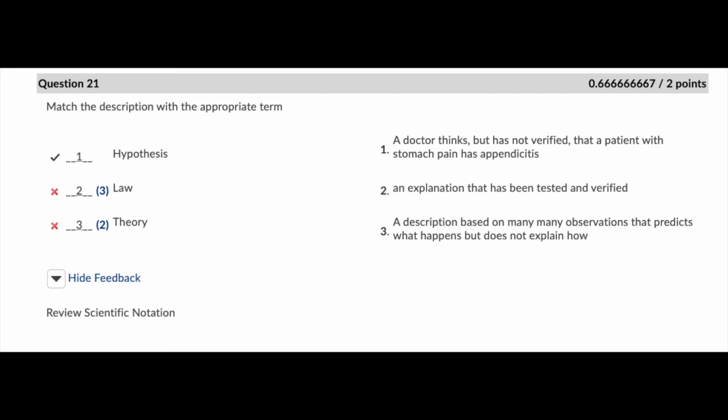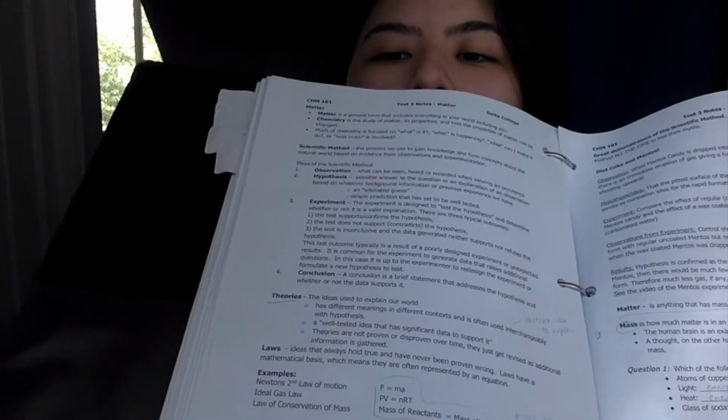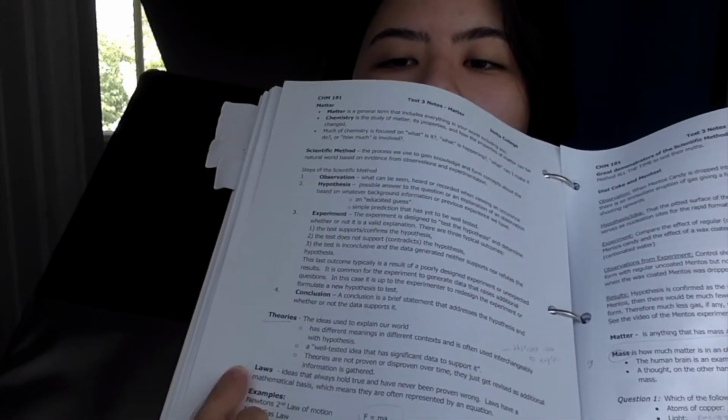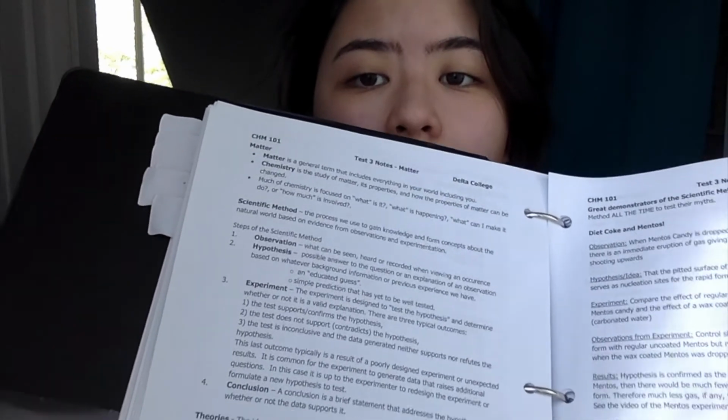So in this next one it says match the description with the appropriate term, and I mismatched the terms law and theory. So here are our notes right here. At the bottom there are descriptions of both laws and theories, and I'm going to read those out loud right now.